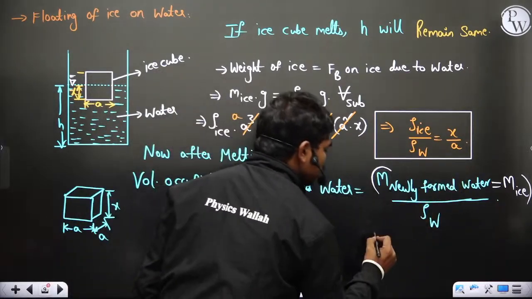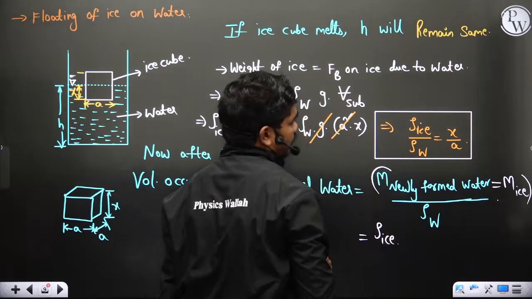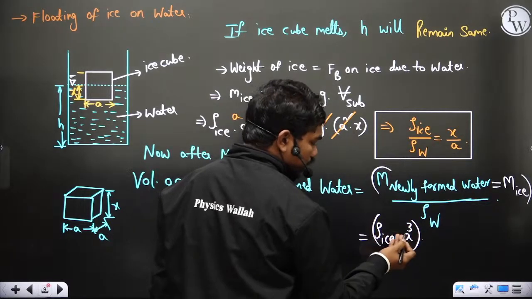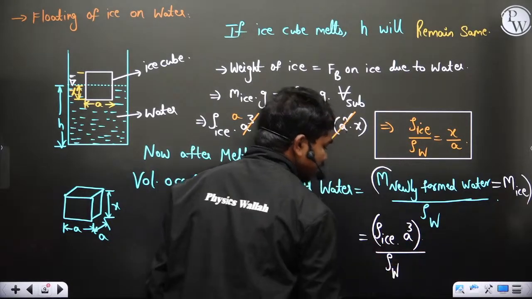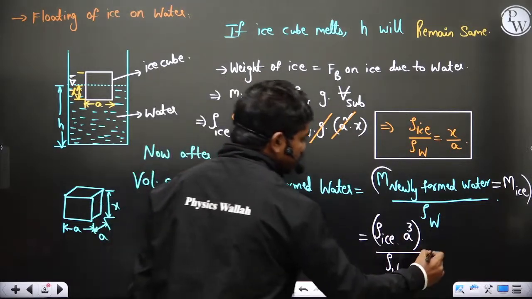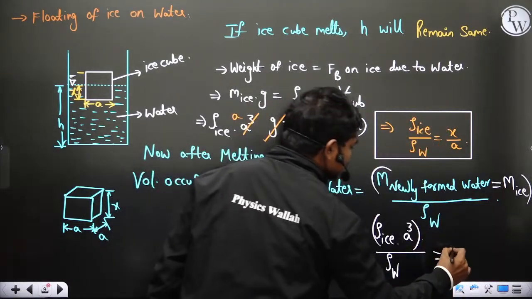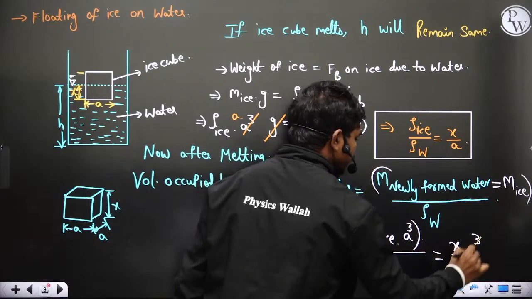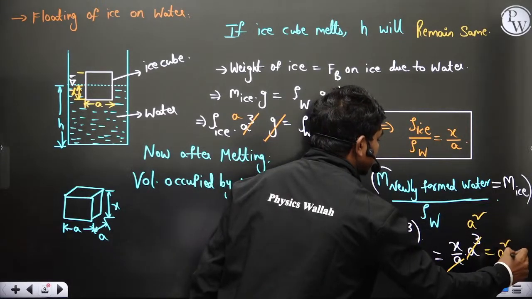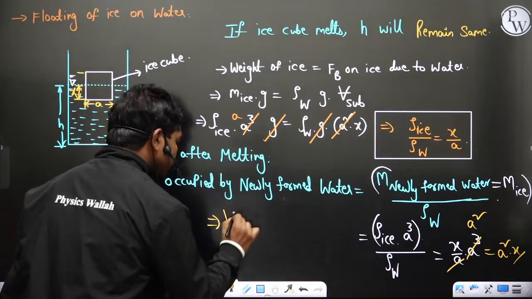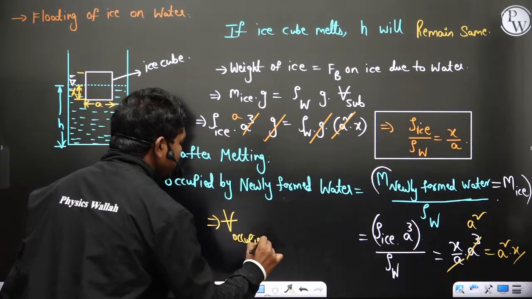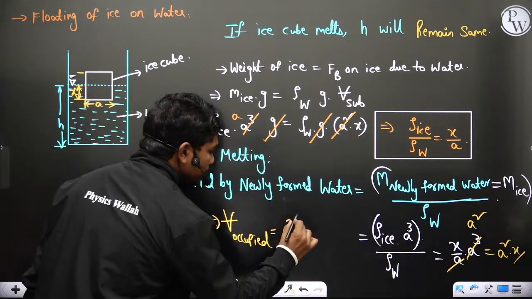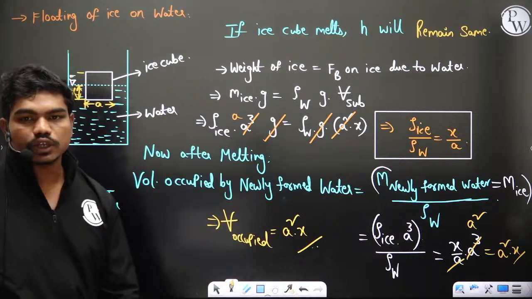So if you write this, mass of ice is density of ice into a cube, so density into volume is mass, divided by the density of water here. Now, density of ice into a cube by density of water, you can see density of ice by density of water can be written as x by a, into a cube. So if you simplify this, it becomes a square into x. That means the volume occupied by the newly formed water by melting of the complete ice cube is equal to a square into x.